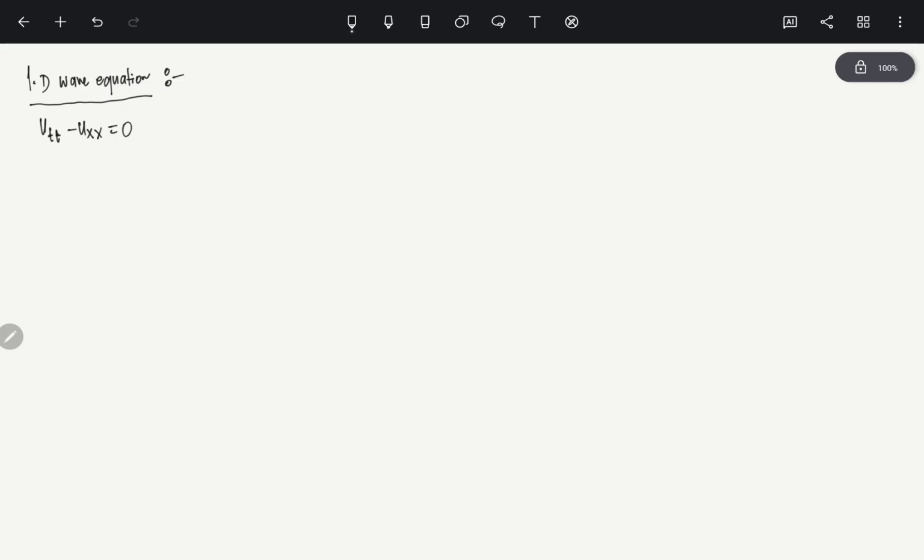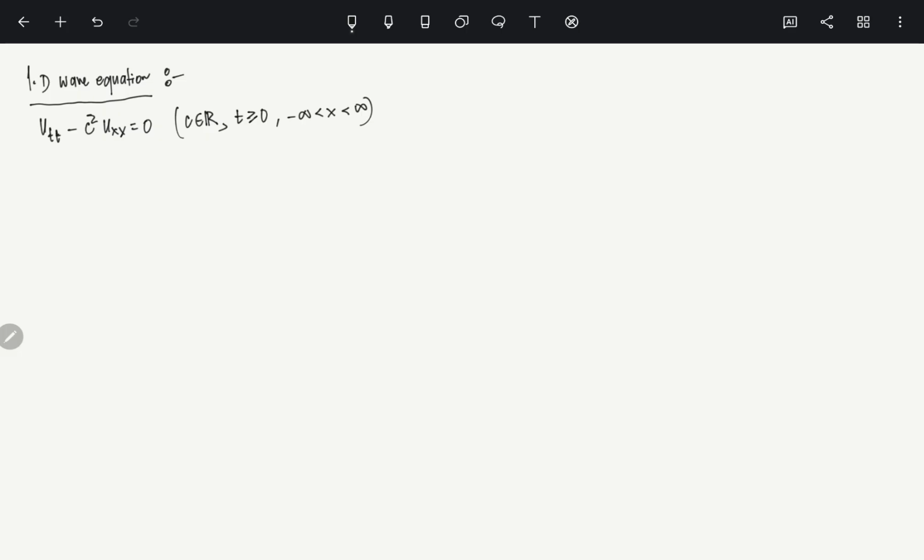Generally in literature we write it like this: utt minus c square uxx equals 0. Essentially, if c is 1, then utt minus uxx equals 0. Generally speaking, this c will be a constant for now, so c is in R. We'll assume this. t is greater than or equal to 0, so basically t can be anything from 0 to infinity. And x lies between 0 and infinity. This is the starting point where we are starting.